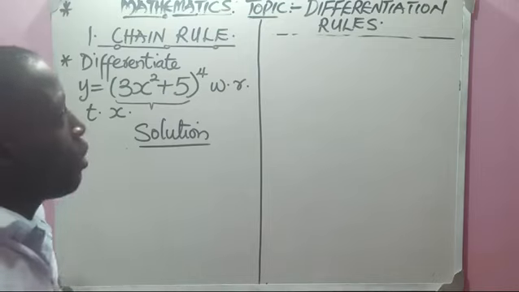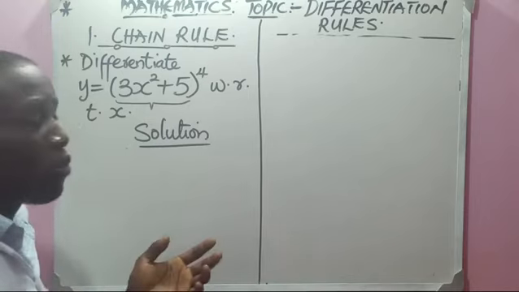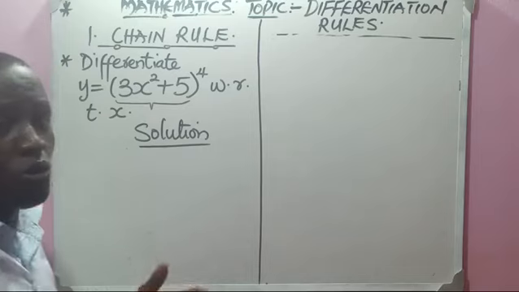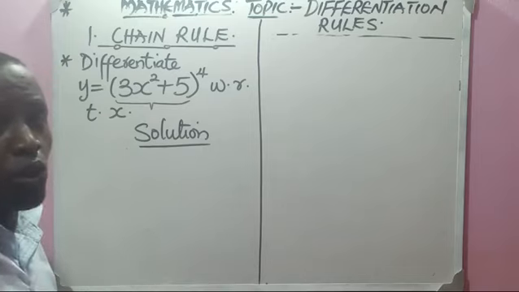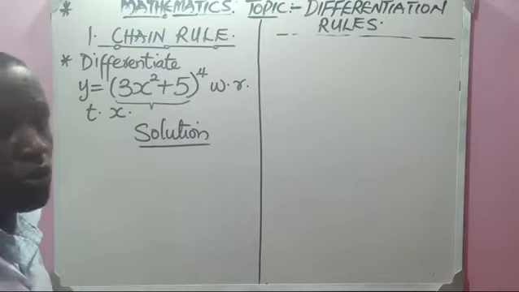Now, today we want to look at differentiation rules. We have the first one as chain rule. We have product rule. We have quotient rule. Now let's look at chain rule.